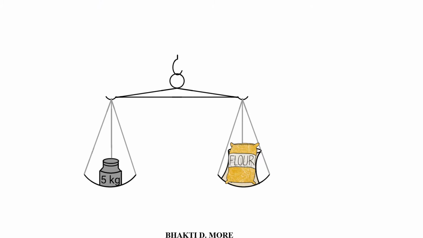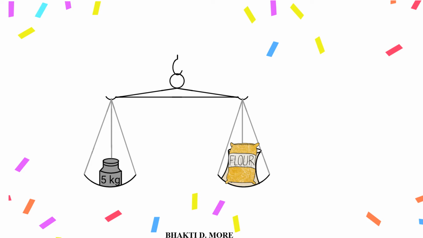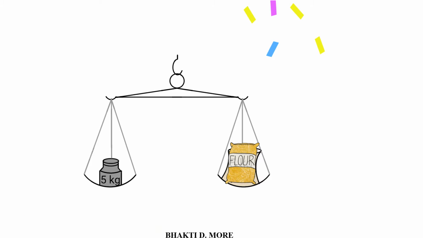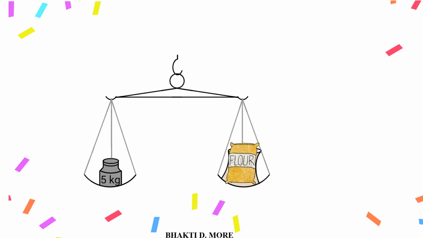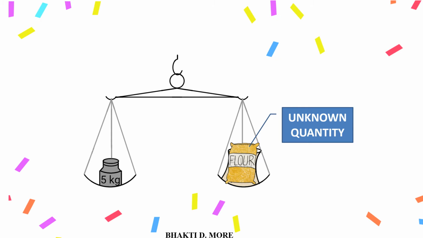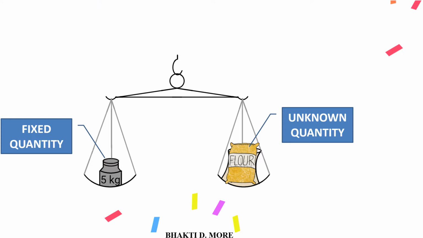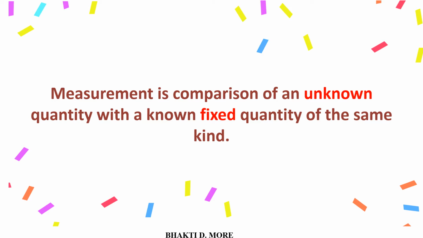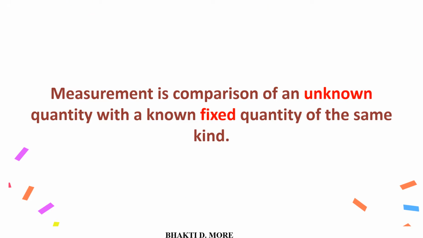This is a common weighing scale which you observe in a shop. Now this weighing scale shows a 5 kg weight in the left pan while flour is on the right pan. Now the 5 kg is a fixed weight, while the flour which is to be measured is an unknown quantity. So what is measurement? It is the comparison of an unknown quantity with a known fixed quantity of the same kind.